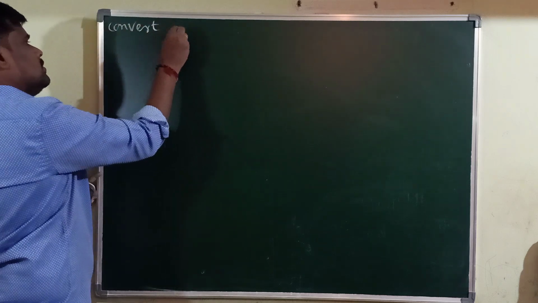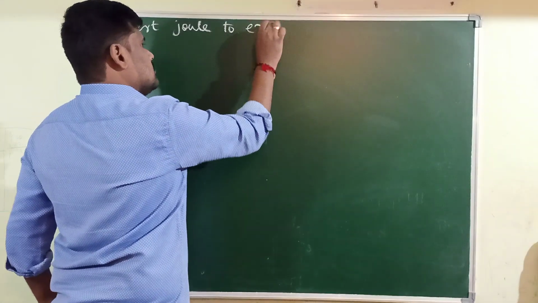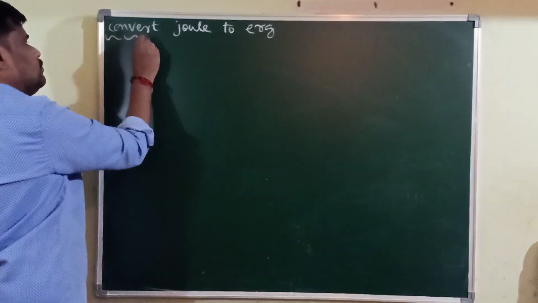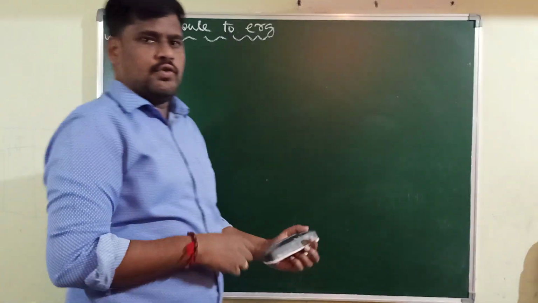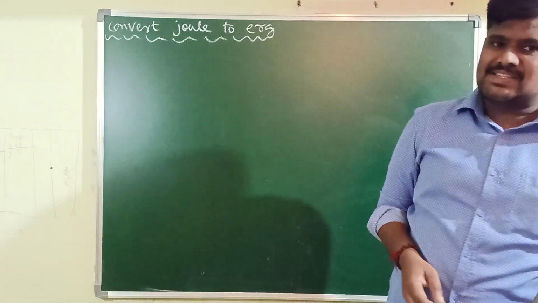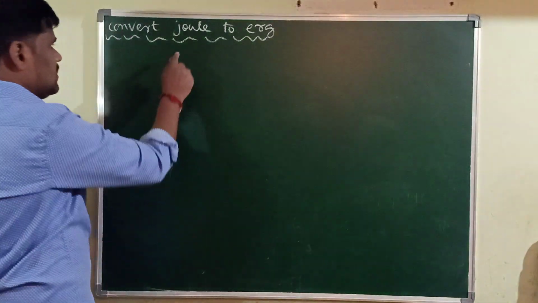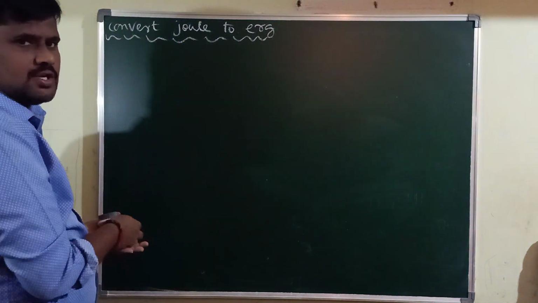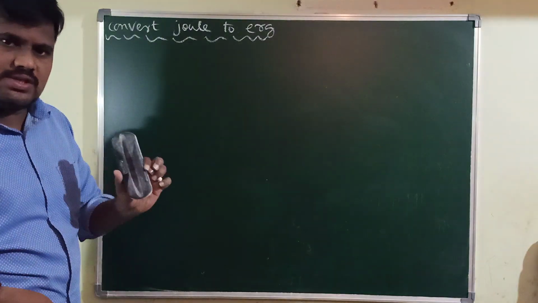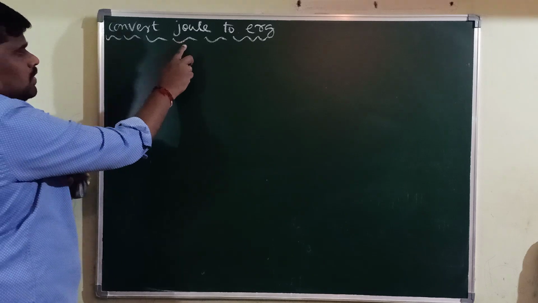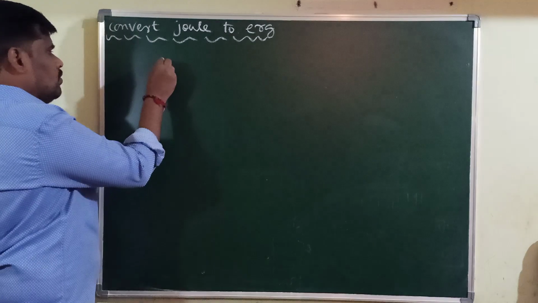Convert joule to erg. What is the meaning of convert joule to erg here? We are converting the unit of energy from SI system to CGS system. Joule is a unit of energy in SI system. Erg is a unit of the same energy in CGS system. So we have to convert joule to erg. So I will consider 1 joule.